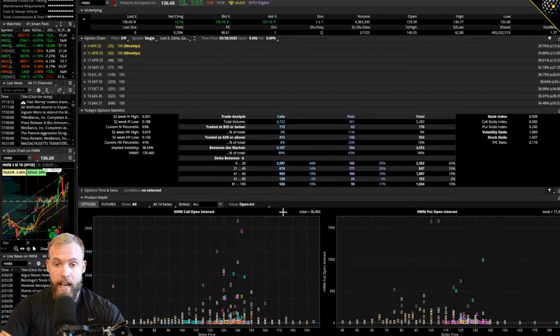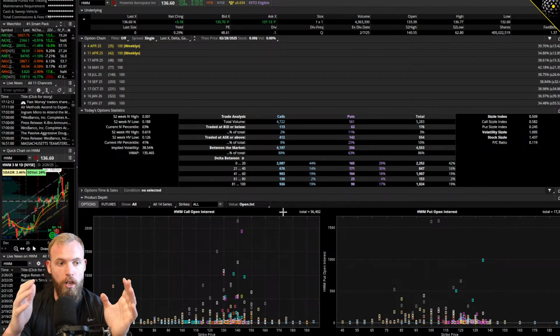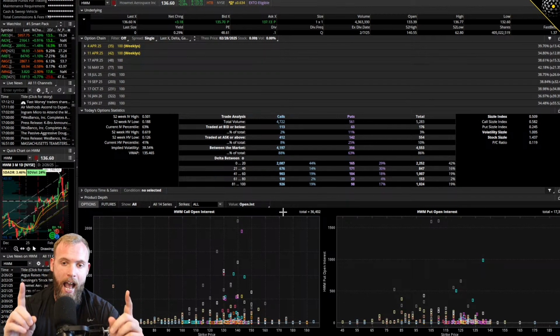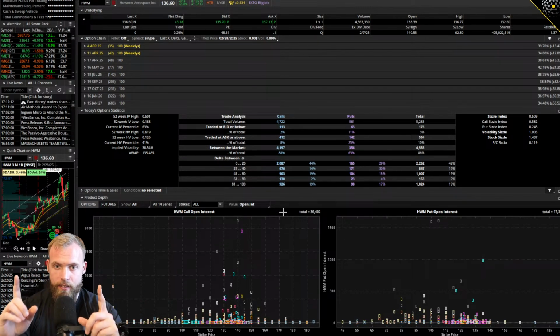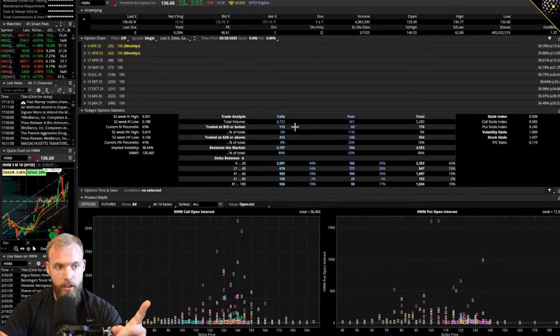But again, what I'm trying to get you to think about is, when you look at an options chain, all of these little data points should be popping into your brain. It shouldn't be just looking at numbers. You should be looking at numbers and coming up with conclusions as you're looking at them. Another thing that jumps out to me on this screen is the difference between calls traded today against puts traded today.